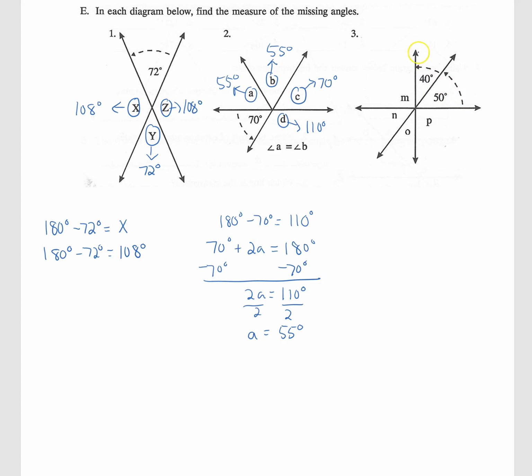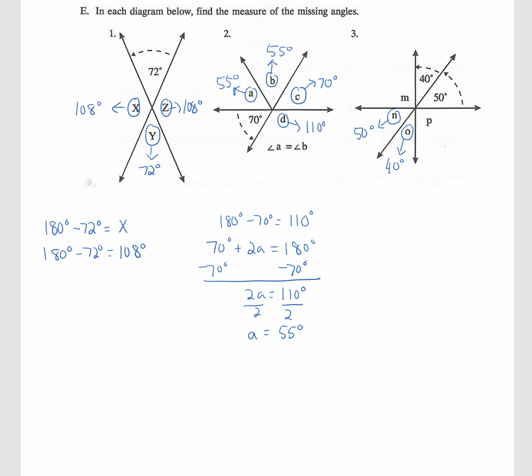First thing we can do is look at these two intersecting lines and see that 40 is opposite to angle O. So angle O has to be equal to 40 degrees. And similarly, these two straight lines are intersecting. So 50 is opposite to angle N. So N is equal to 50 degrees.